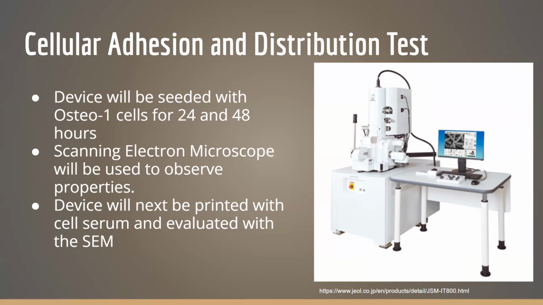Next, the scaffold will be printed with the cell nozzles and observed with the SEM. Our team will then compare the adhesion and distribution of the printed cells to the seeded Osteo1 cells. After evaluating the cell response on the surface, our team will understand if our process is sufficient or better than seeding cells as a post-treatment.